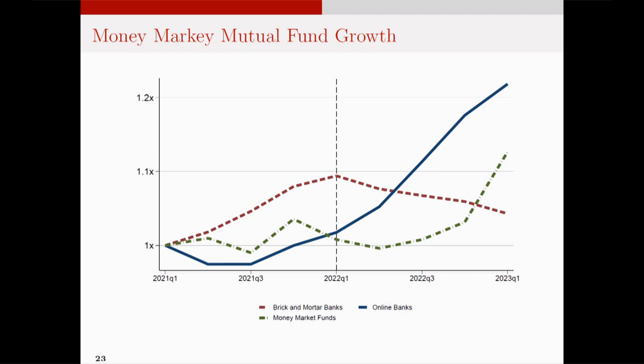And you might be wondering why I'm not showing you anything about money market mutual funds, because that would be a natural comparison as well. Data is a big issue. Now I'm showing you some growth for the money market mutual funds after the shock, using some quarterly data, and that's the green dotted line here. As you see, some of these deposits are flying away from the traditional banks and going to the money market mutual funds, but not as fast as they flow into the online banks.